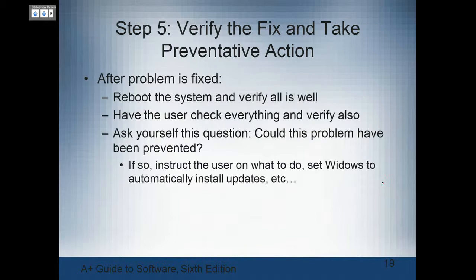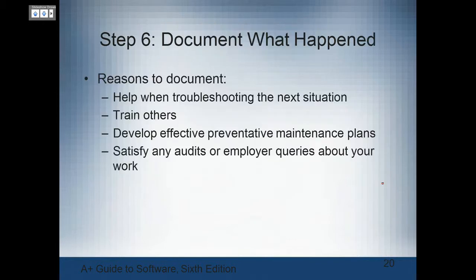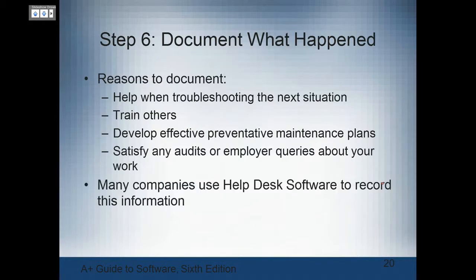Plan your fix and fix the problem, and after the problem is fixed, reboot the system. Verify that it's working. Check things out. Have the user log on and try things, because sometimes it will work for you and it won't work for them. Particularly if you log on as an administrative user, and remember that in Windows your user is probably going to be running without administrative authority. You may be able to do things and run things that the regular user won't be able to do. And then document what happened.